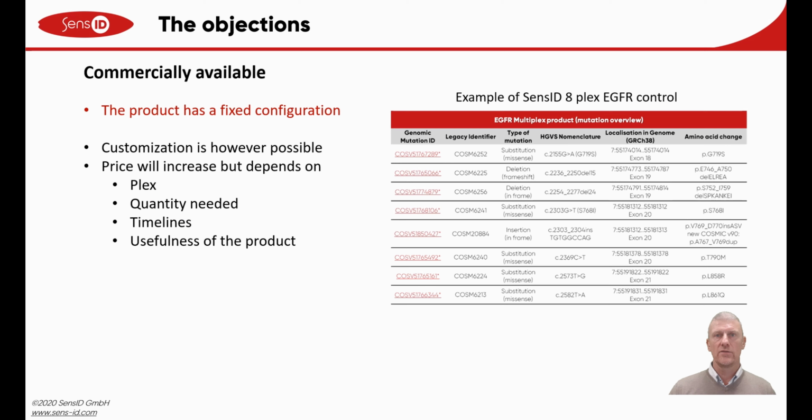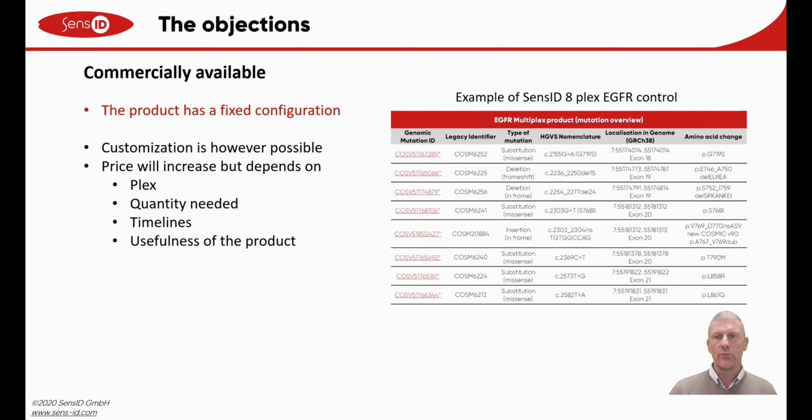Commercially available, the product has a fixed configuration. True. Here's an example of a SensID 8-plex EGFR control that we sell a lot. It's the 8 very common, very often required variants in there, but it's fixed. We can't change that. However, customization of a control that you need is always possible. We can always make you a control. I'm honest about it. It will not be the price that you just saw. The price will definitely increase, maybe very high, but it all depends on the plex. The higher, the more costly. The quantity that you need, to a lesser extent, because the material itself is not so expensive.